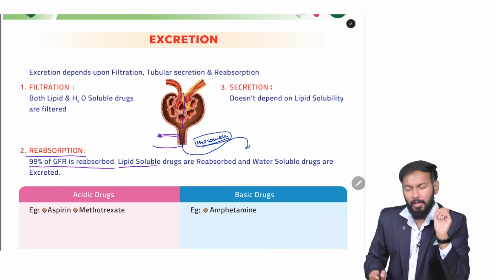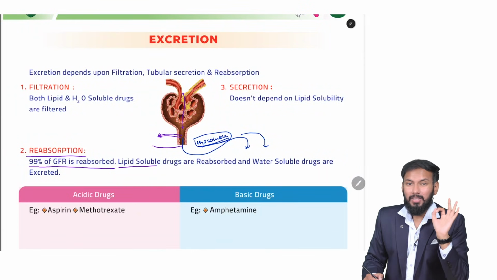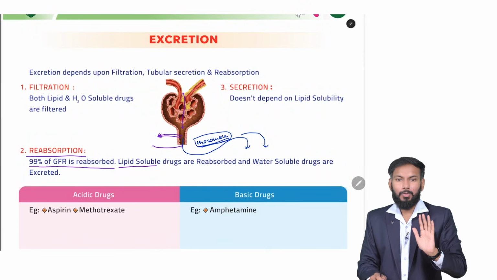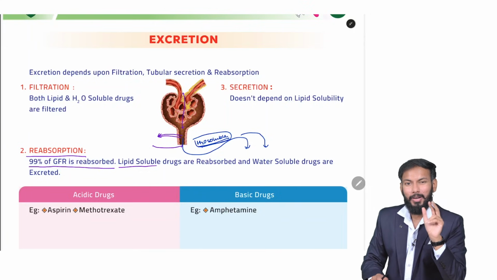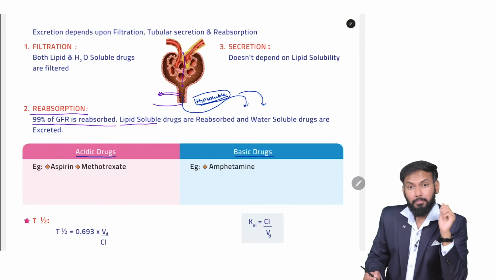If you make the drug water soluble, will it be excreted in the urine and the concentration will be decreased? Yes or no? Yes. How can you make the drug water soluble? That is what we are going to see. We have 2 kinds of drugs, acidic drugs and basic drugs.